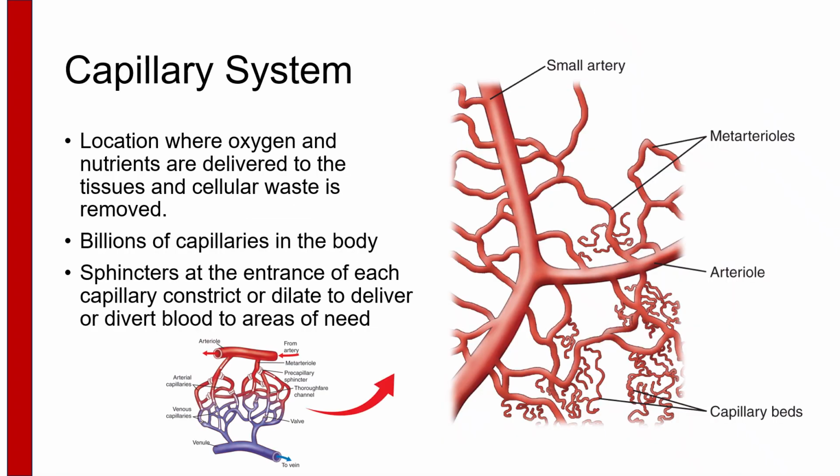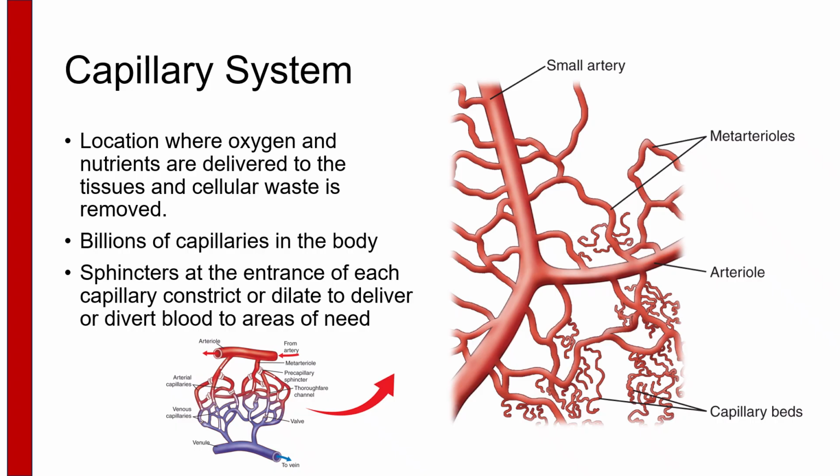And finally, we have our capillary system. This is where the magic happens. This is where oxygen and nutrients are delivered and waste is removed. We have billions of capillaries throughout our whole body, and something special about them is that they have the ability to constrict or dilate and even divert blood to wherever there's a need for it.